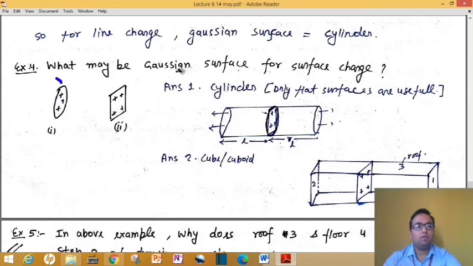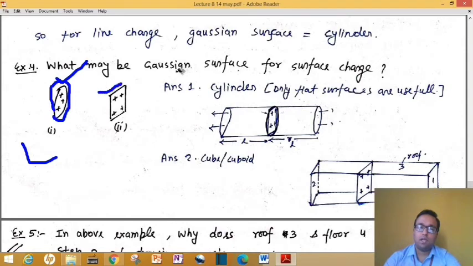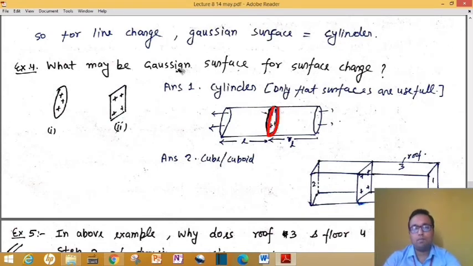And what will be the Gaussian surface for surface charge? Now, surface charge can be of 2 types. One is charge on a circular plate, and second is charge on a square or rectangular plate. For a circular plate, your Gaussian surface will be a cylinder.